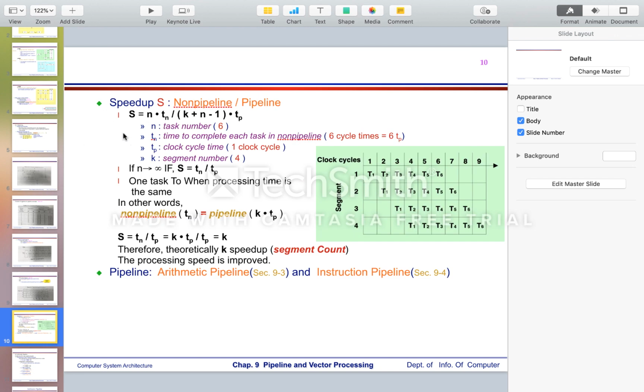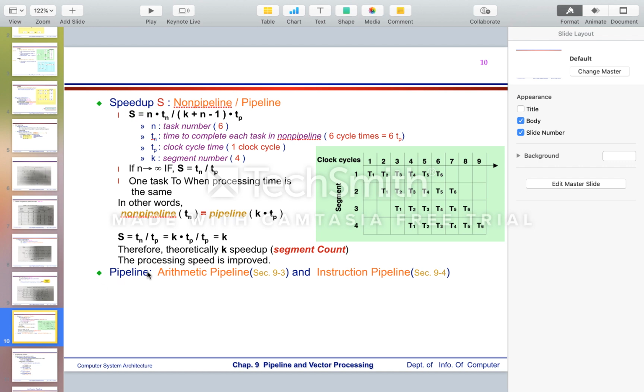So this is the way. Another thing we have seen was speedup, which is non-pipelining divided by pipelining. We know that n times tn will be the time for non-pipelining, and k plus n minus 1 times tp will be for pipelining, and that is how we calculate speedup. We have also seen special cases over here.